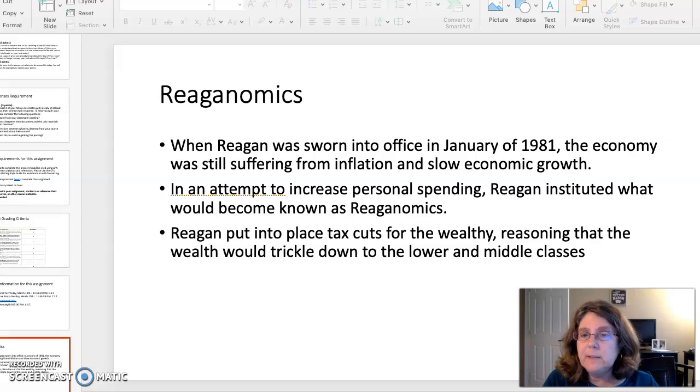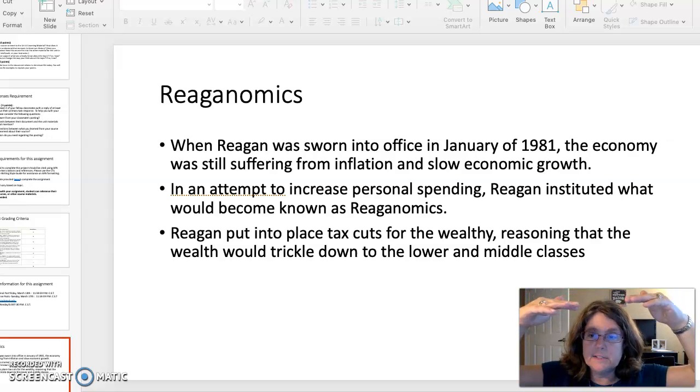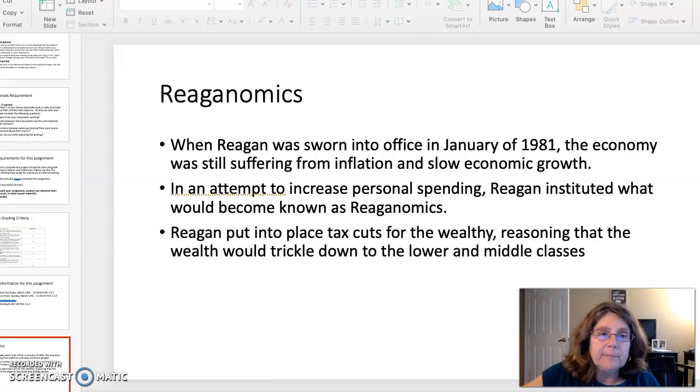Reagan basically believed in tax cuts. And basically, he felt that the wealth would trickle down. If you cut the taxes for big business and the wealthy, the wealth would trickle down to the lower and middle classes.